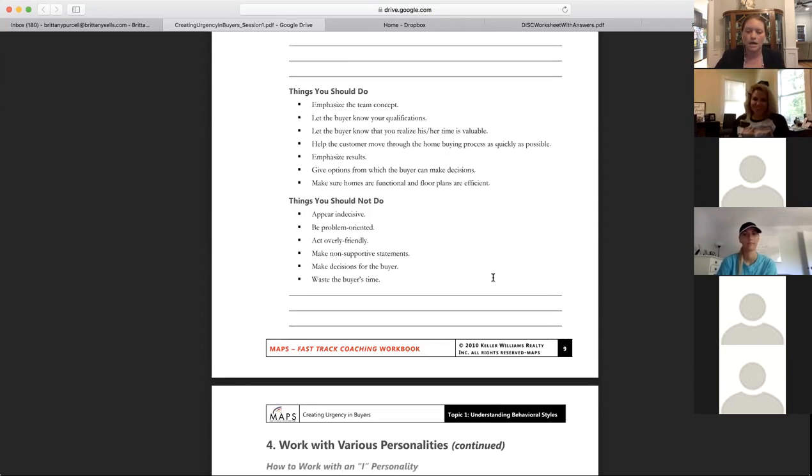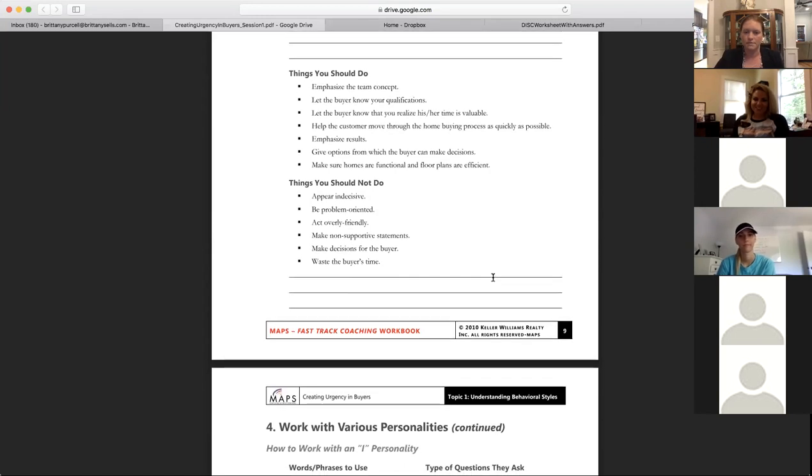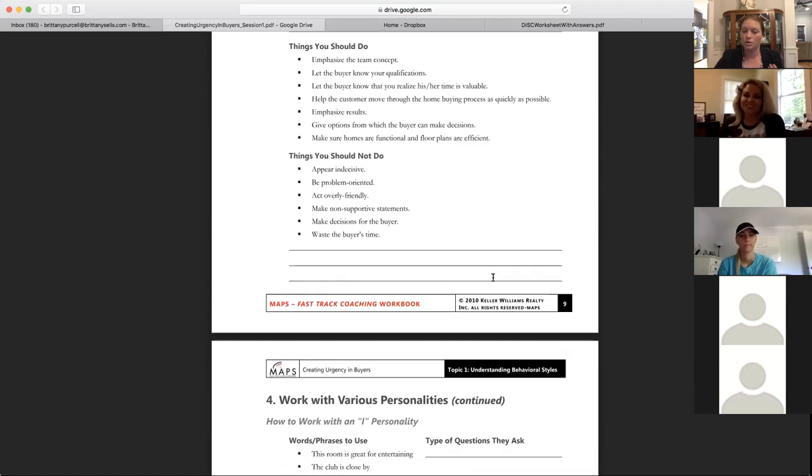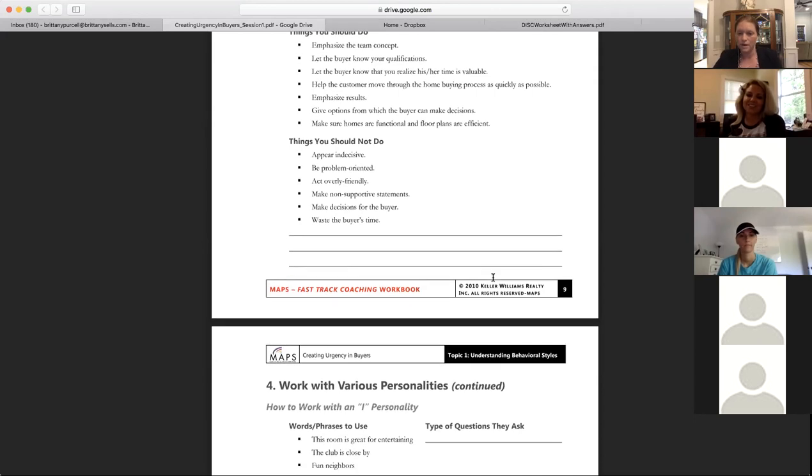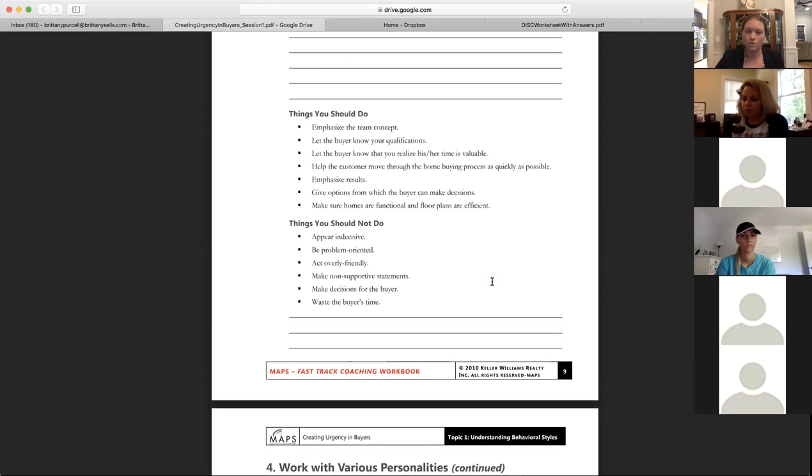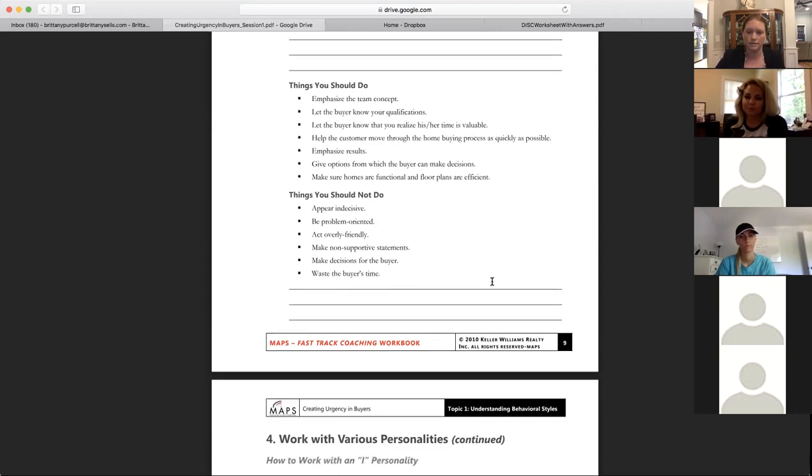And don't make non-supportive statements, make decisions for the buyer, or waste the buyer's time, and replace buyer with client or any person that you're talking to. You don't want to make the decisions for them. You want to give them the options so that they can make the decisions, and you never ever want to waste their time. So be prepared in your interactions with people. Have your supporting information so that a decision can be made quickly.